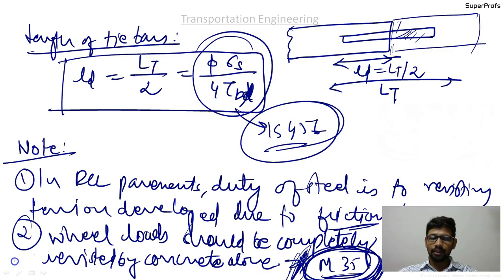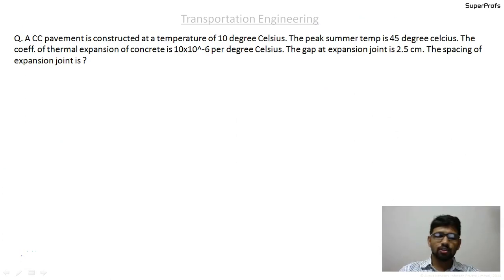So in this way, we are done with the discussion on the joints in rigid pavements, and what we are left with now is the numerical examples based on this. Okay, guys. So let's take up some numerical examples.